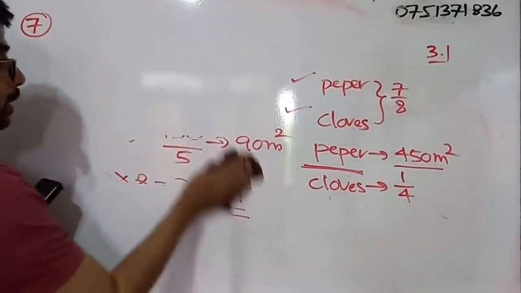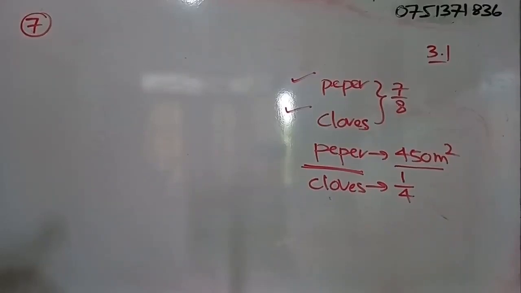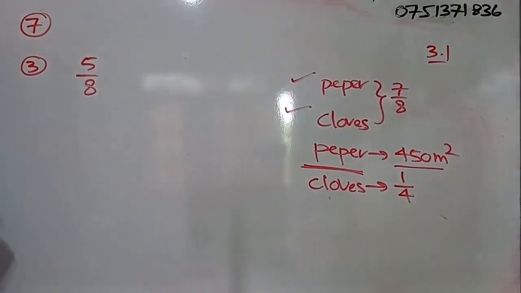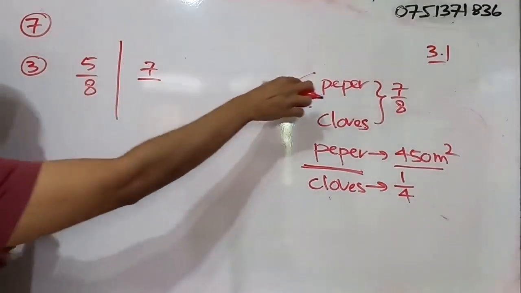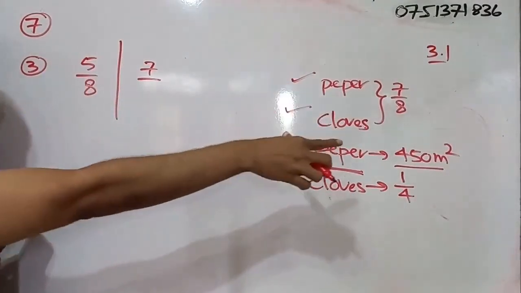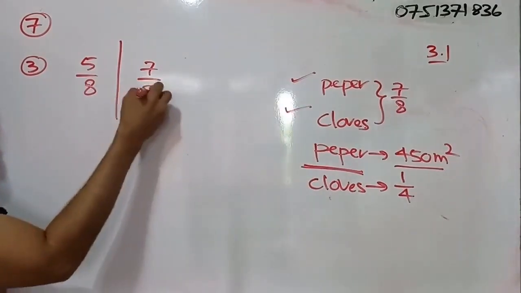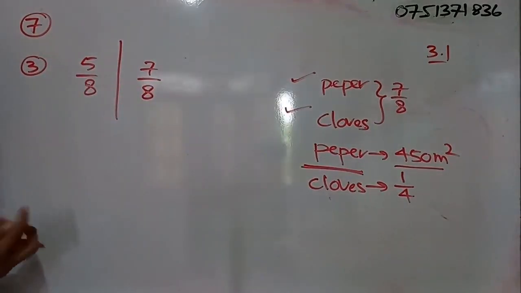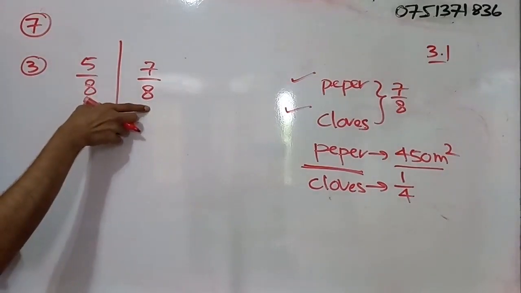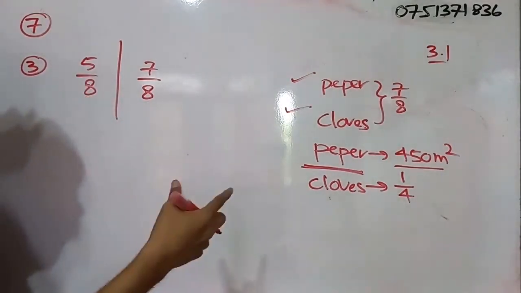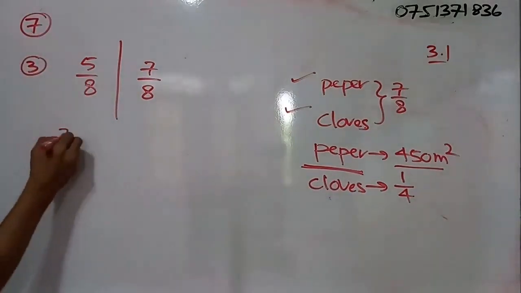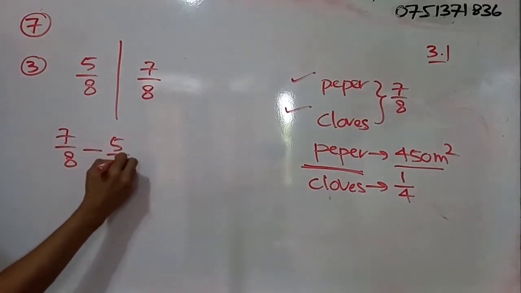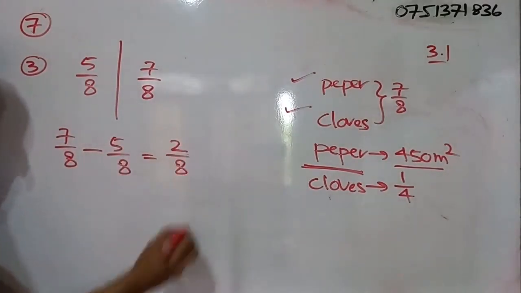Right. So in the next part, they are asking the area in which cloves has been cultivated. Black pepper has been cultivated in 5/8 of the land. And the total amount of land on which both the pepper and the cloves have been cultivated is 7/8. Then by subtracting these two, we can get the amount of land where only the cloves has been cultivated. So that is what? 7/8, we have to subtract 5/8. So we get what? 2/8.